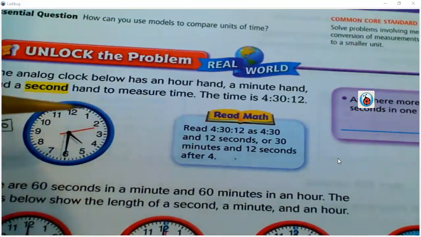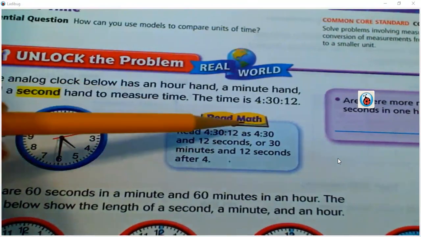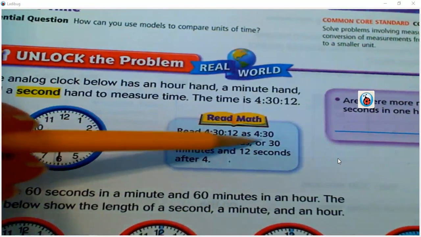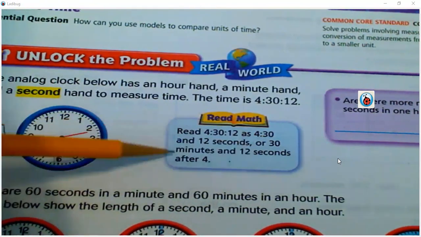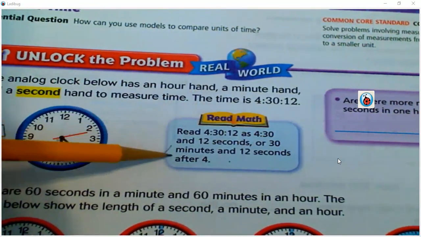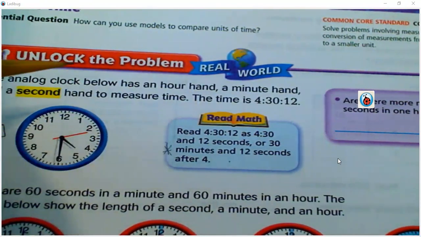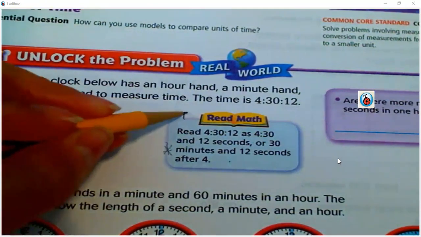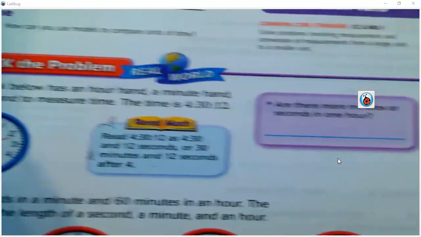Okay, so we could read that as 4:30:12, but that's not very common to hear it that way. So we read 4:30:12 as 4:30 and 12 seconds, or 30 minutes and 12 seconds after 4. That might be more common, I would think, right? I don't think I've ever heard anybody read 4:30:12. Okay, so forget that one. Okay, here we go.